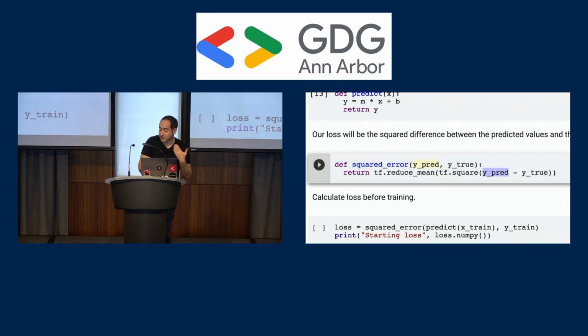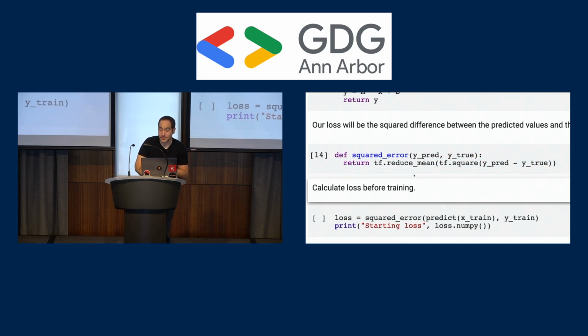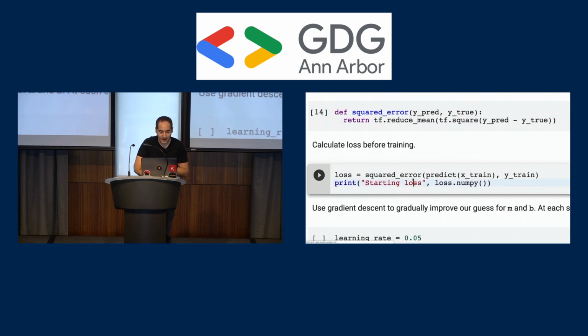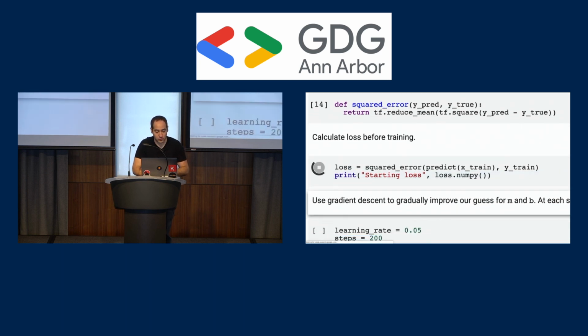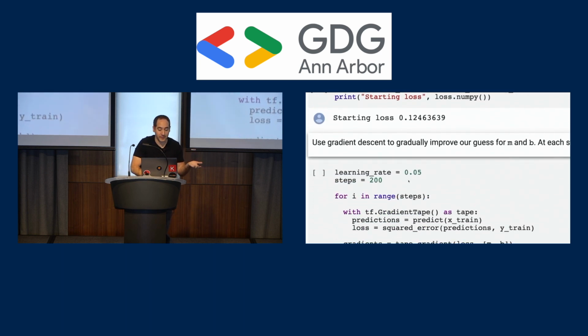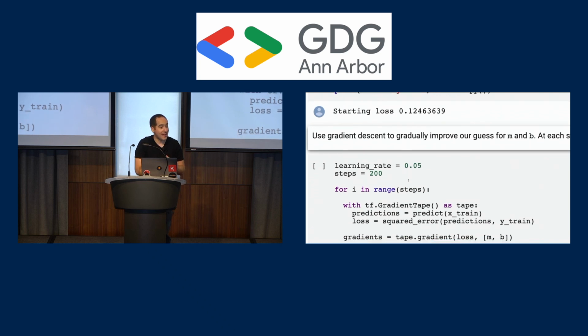Anyway, here's how we do that in TensorFlow. We're squaring the thing we predicted minus the thing we should have predicted, and then taking the average of that. So that's our loss function. And this notebook is just showing you the initial loss when we start, which is some number that we want to reduce. So far, we haven't done any training yet, but we'll do that now.